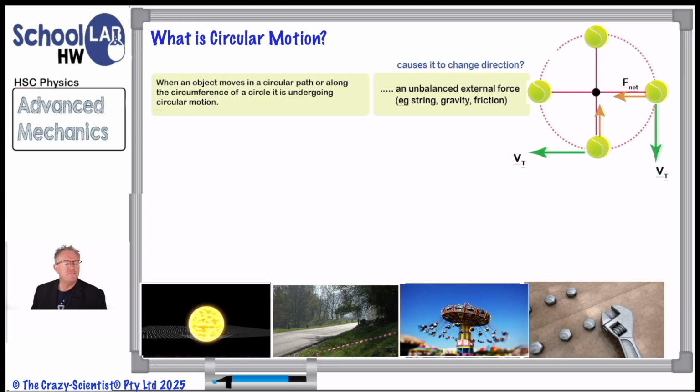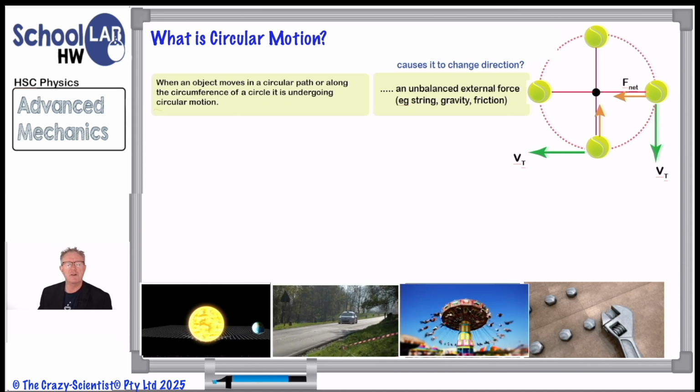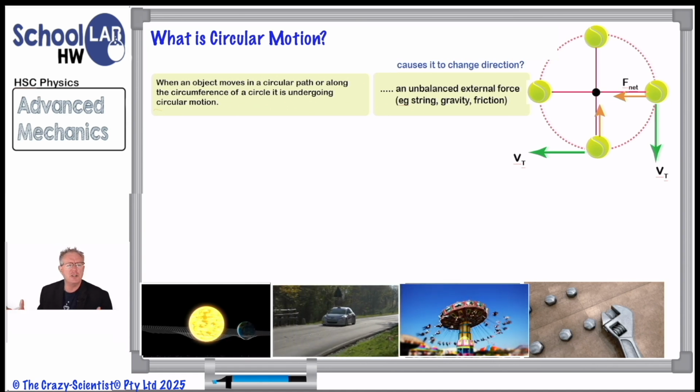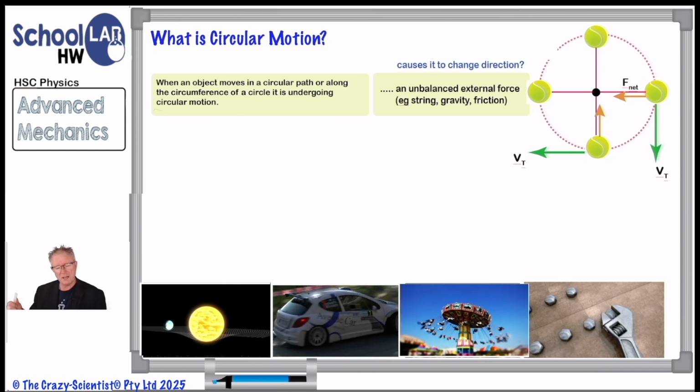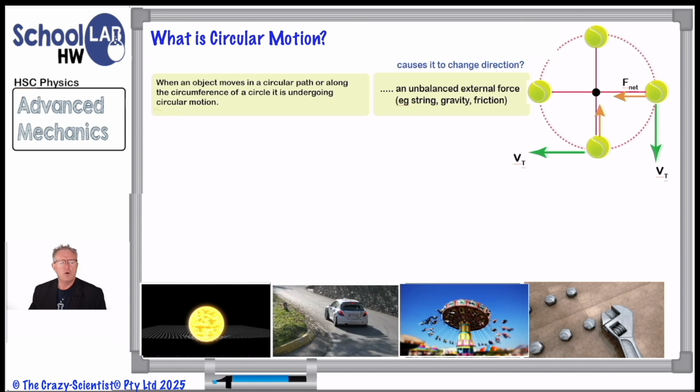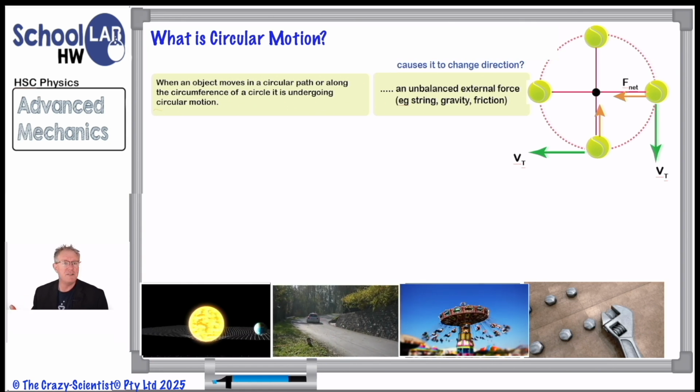We can see lots of videos playing here of objects undergoing circular motion. We can see planets going around the sun, a car turning a corner, a ride at an amusement park, and then of course just turning a wrench. All of those are examples we have in everyday life where objects undergo circular motion.